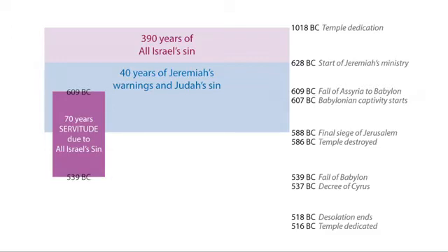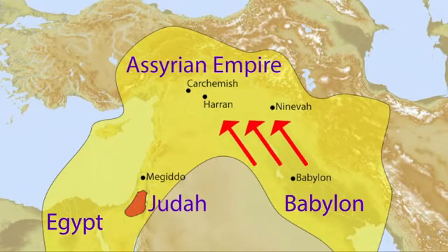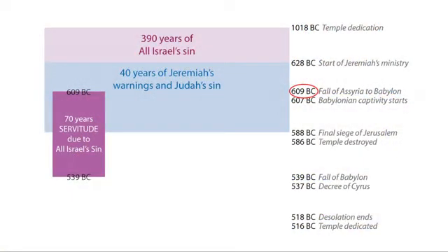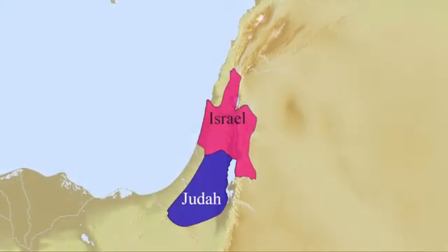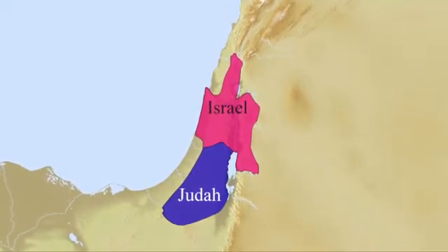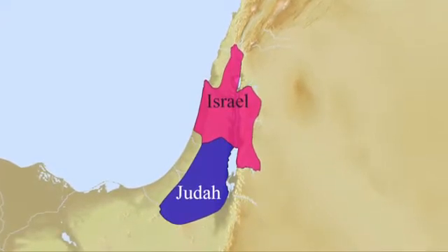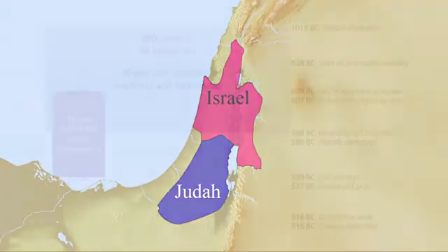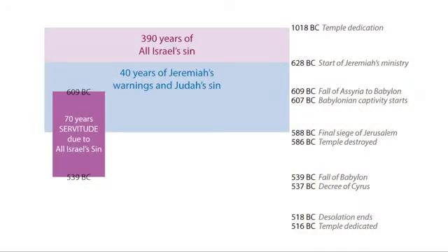This 70 years of servitude began in 609 BC, when the Assyrian Empire fell to Babylon, and lasted to 539 BC, when Babylon was conquered by the Medo-Persians. The territory of the northern kingdom, now under Assyrian occupation, came under Babylonian rule. Its population had been deported to Mesopotamia by the Assyrians, so it too came under Babylonian rule. Jeremiah had warned the kings of Judah to submit to Babylon. When Judah did not submit, it faced the more severe punishment of captivity and then desolation.